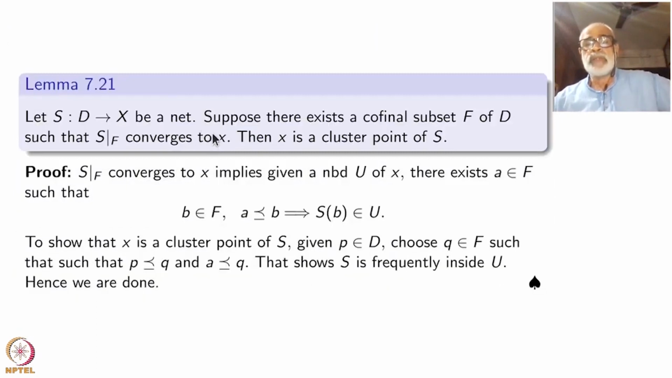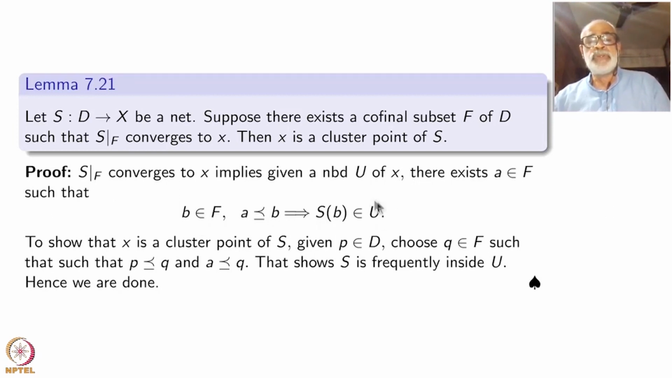Now here is the lemma which relates to the property of being a cluster point. Take any net S. Suppose there exists a cofinal subset F of D such that S restricted to F, as a net, converges to x. Then x is a cluster point. Okay, one such cofinal family is enough. S restricted to F converges to x implies that, given a neighborhood U of x, there exists A belonging to F such that for B belonging to F, A less than or equal to B implies S of B is inside U.